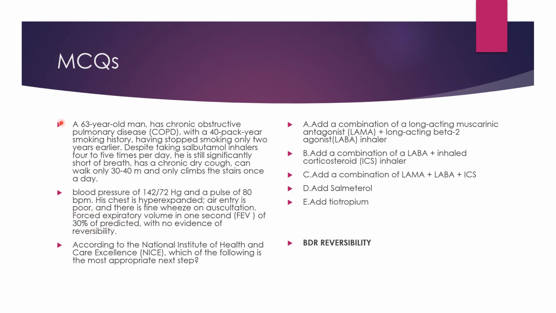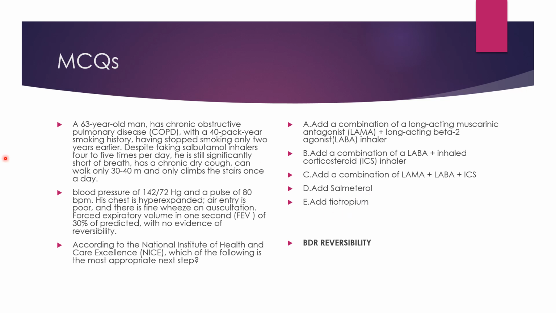From the beginning of the question till here, there is nothing that you need to worry about. The question looks lengthy, but you have to figure out what is important in this question. So according to the NICE, which of the following is the most appropriate next step? Add a combination of LAMA and LABA inhaler, add a combination of LABA and inhaled corticosteroid inhaler, add a combination of LABA, LAMA, ICS, add salmeterol, add tiotropium. So these are the options.